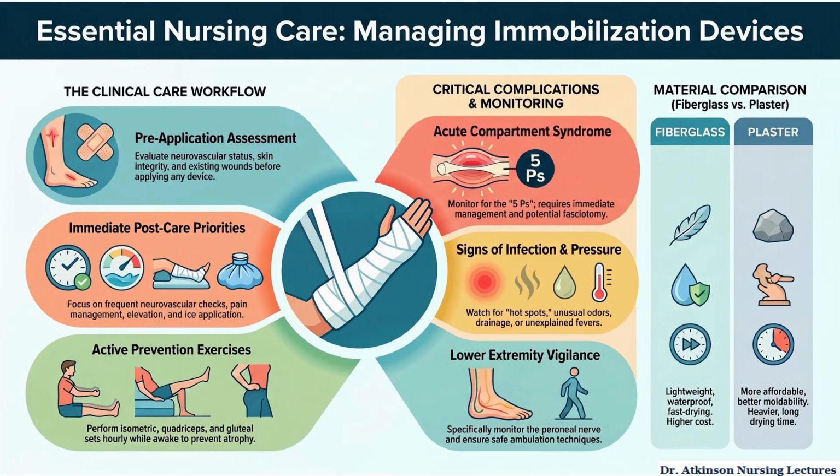Safe immobilization requires continuous nursing assessment, complication prevention, and patient education from application through rehabilitation. Core priorities include neurovascular monitoring, pain and edema control, early recognition of compartment syndrome and infection, and prevention of muscle atrophy through isometric exercises. Cast and splint care also requires understanding device selection, material differences, and limb-specific risks such as peroneal nerve injury or pressure breakdown. Throughout the entire process, the nursing goal is to protect circulation, preserve function, and safely guide the patient from immobilization to recovery.